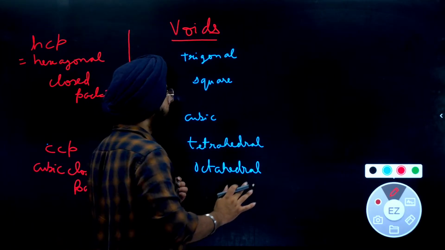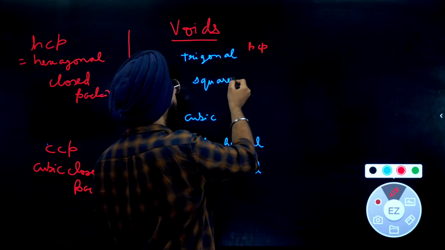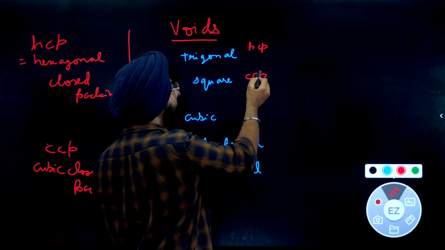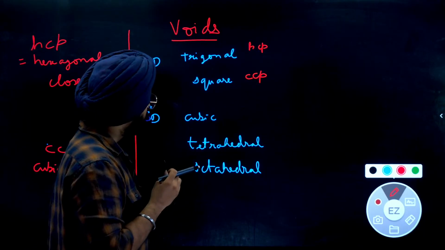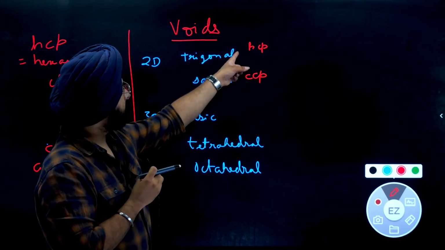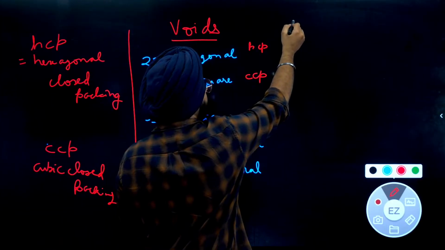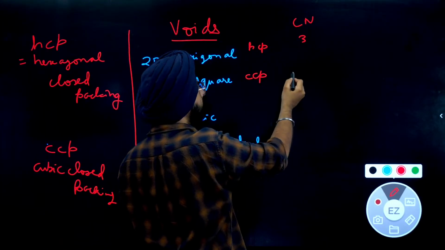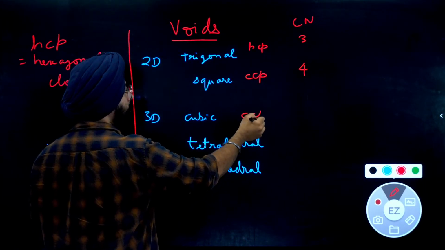Fine. So trigonal basically comes from an HCP kind of packing. Square comes from a cubic kind of packing. Square packing, but you can call it a 2-dimensional cube, right? So this comes from HCP, this comes from CCP. What's the coordination number of the trigonal void? 3. Coordination number of the square void? 4. Now cubic comes from cubic closed packing.